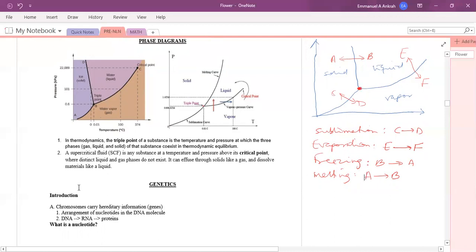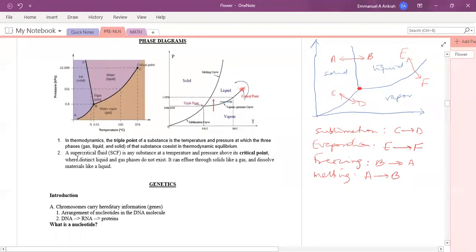And two, what do you mean by a supercritical fluid? So, SCF. A supercritical fluid is any substance at a temperature and pressure above its critical point. So if I take this, for example, let's go back here. This is the critical point. So if I take a point here, it's above the critical point, the temperature above the critical point. So this liquid will be a supercritical fluid, and so on.